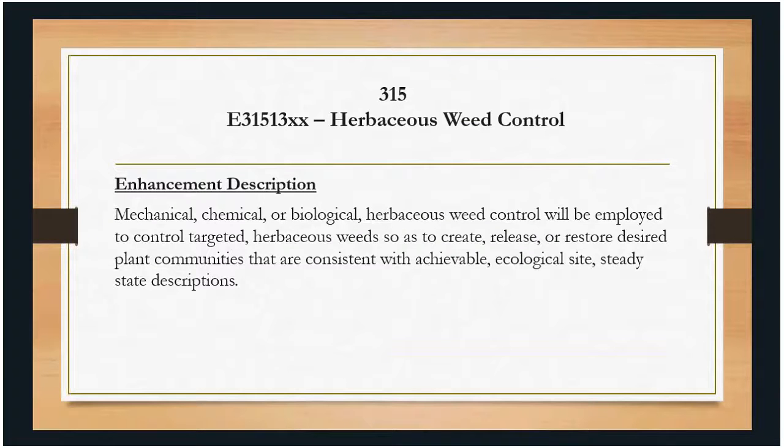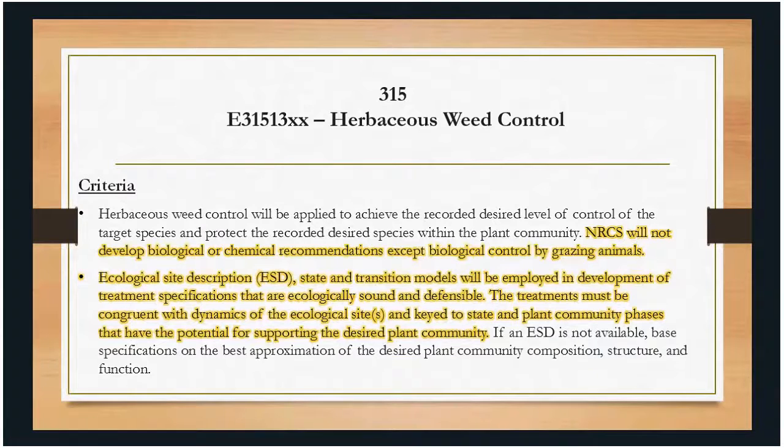The enhancement description on all three of these is mechanical, chemical, or biological. Herbaceous weed control will be employed on targeted herbaceous weeds so as to create, release, or restore desired plant communities that are consistent with achievable ecological site steady-state descriptions. So again, with the emphasis on the biological and chemical recommendations that NRCS does not create. The emphasis here on the site description, though, is important.